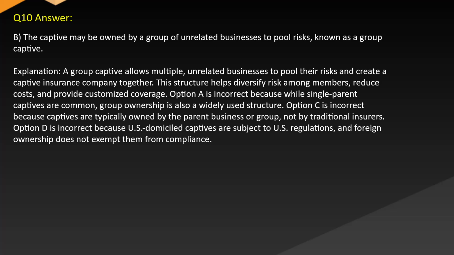Option A is incorrect because while single-parent captives are common, group ownership is also a widely used structure. Option C is incorrect because captives are typically owned by the parent business or group, not by traditional insurers. Option D is incorrect because U.S. domiciled captives are subject to U.S. regulations and foreign ownership does not exempt them from compliance.